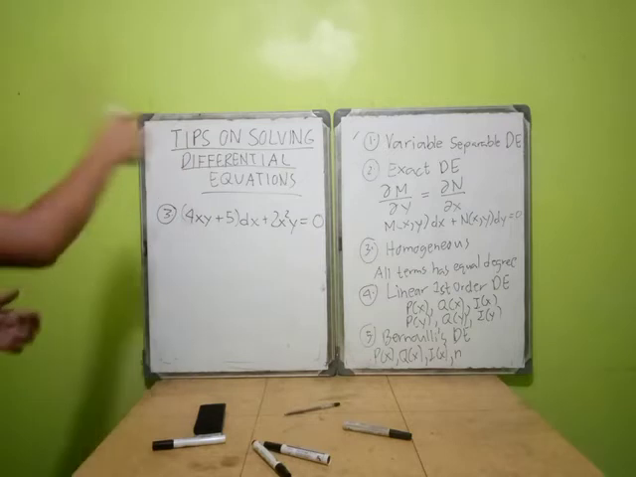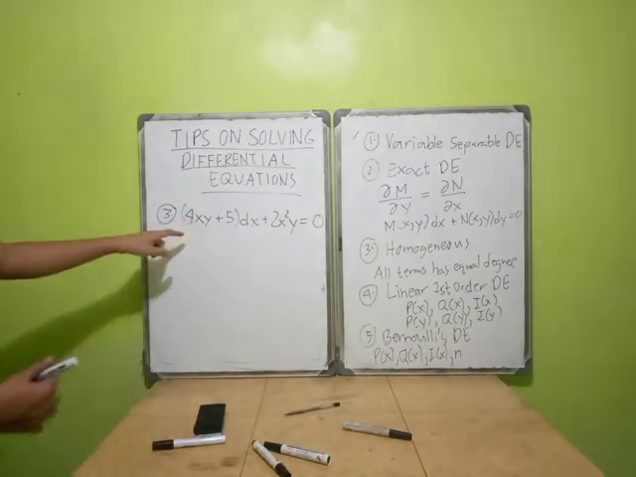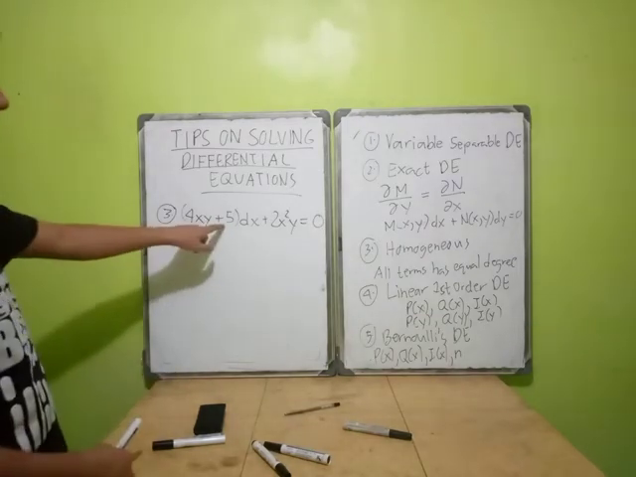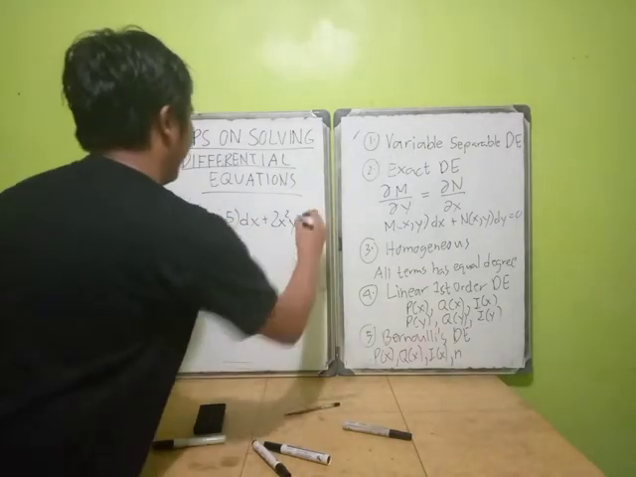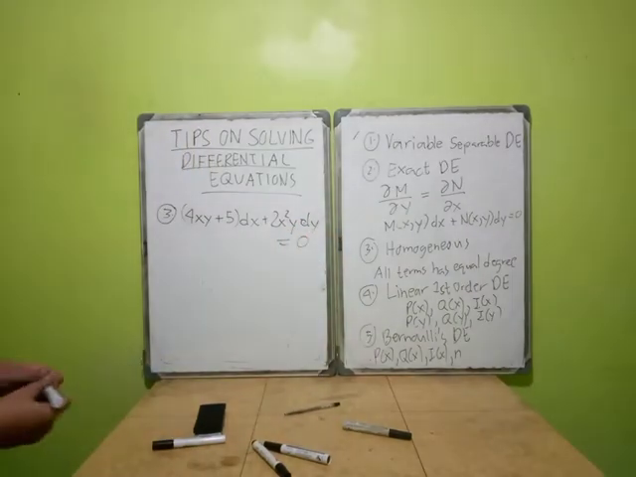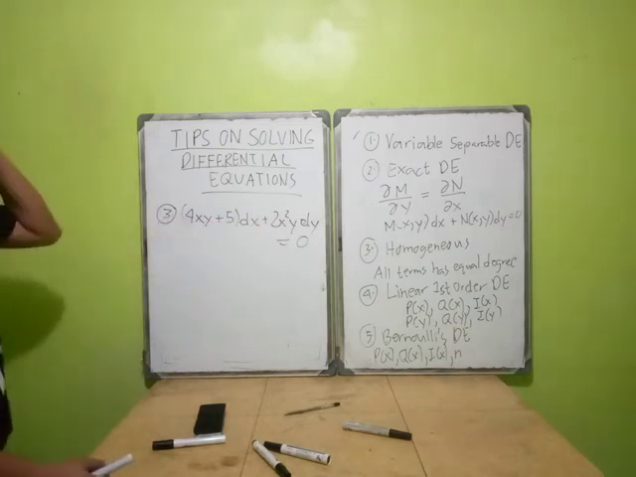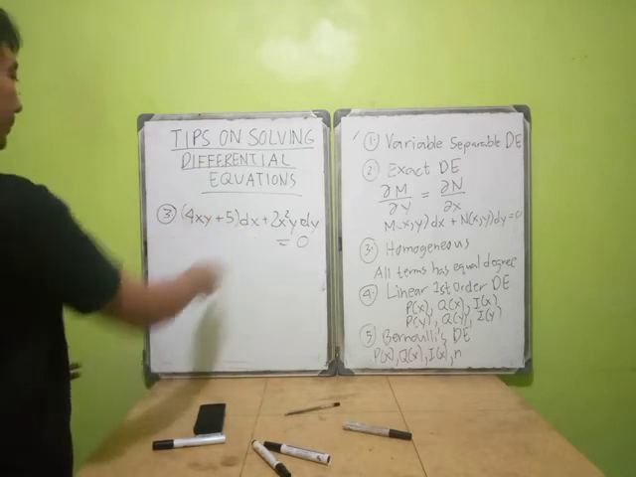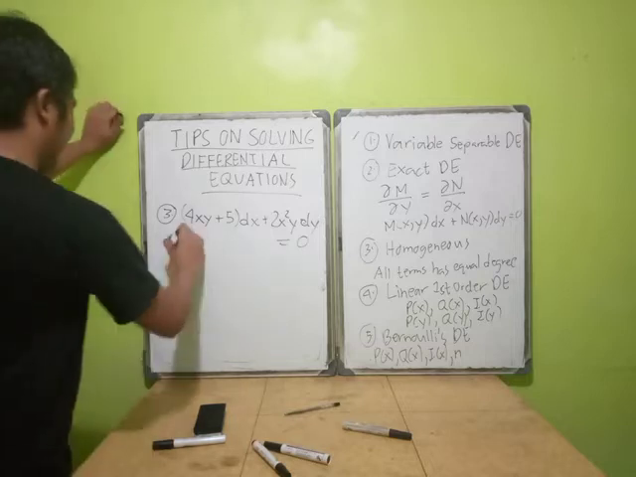I-identify muna natin. Baka variable separable DE siya. Okay? So, may commonality ba sa kanila? Constant to eh. May constant siya na 5. May 4xy plus 5, 2dx. Okay? So, walang dy. Sorry. Dapat may dy to. Okay? So, x, walang x dito. Y, walang y dito. Okay, so pwede ba silang magkapalit na ma-separate natin sa x and y? Try natin. Okay.